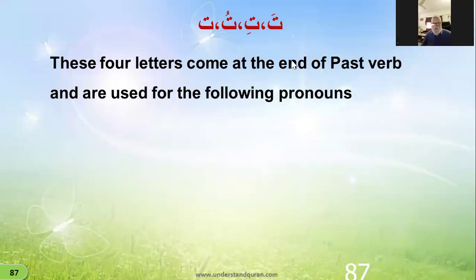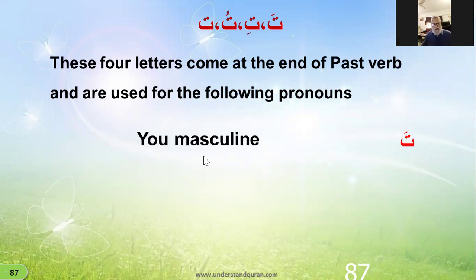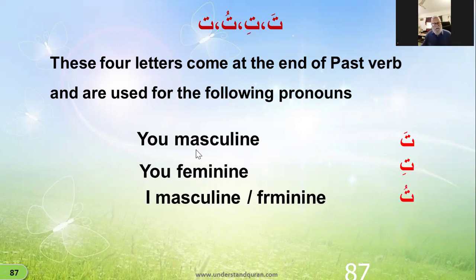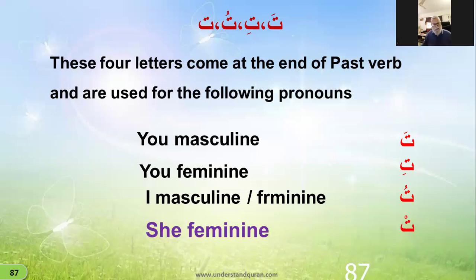Now, today we will look at the signs coming at the end of the mazi, just like ta with fatha, ta with kasra, ta with dhamma, ta with sukun. These four come at the end of the past verb and are used for the following pronouns. When it comes ta with fatha, it means you, one masculine. When it becomes ta with kasra, it means you, one feminine. When it comes ta with dhamma, it means I, masculine or feminine. It is used for both. When ta with sukun comes, it means she, feminine.